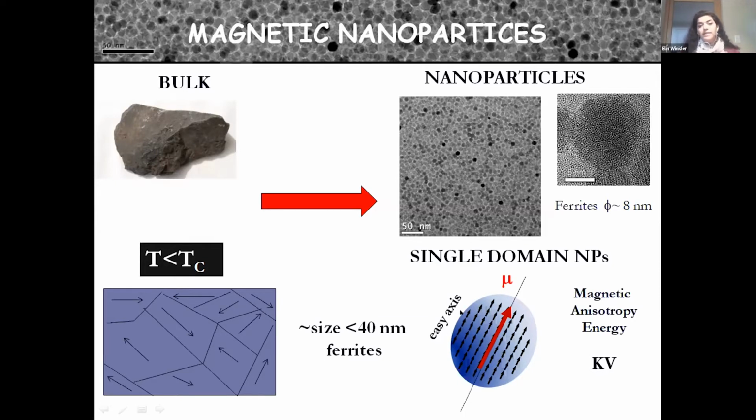So this system presents an internal order which is determined by the exchange interaction and presents a large magnetic moment, and this magnetic moment is aligned along one direction determined by the magnetic anisotropy. The magnetic anisotropy, as you know, is proportional to the anisotropy constant that depends on the magnetocrystalline anisotropy or the stress or also the shape of the nanoparticles, and also is proportional to the volume of the nanoparticle.